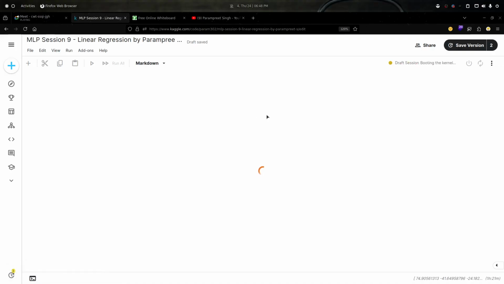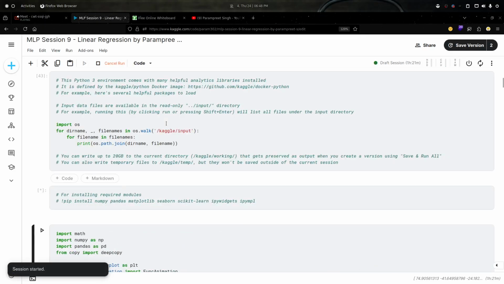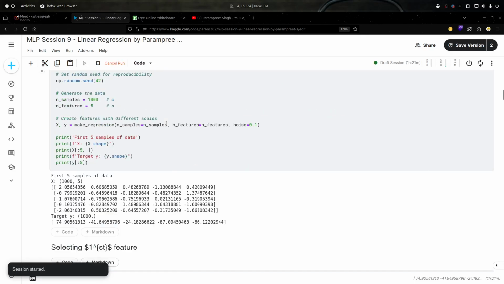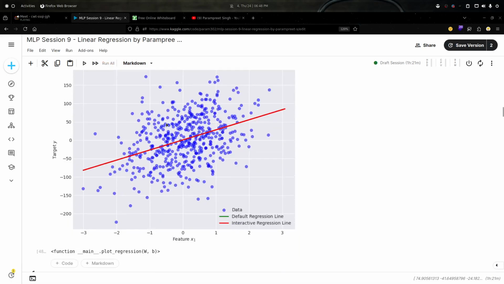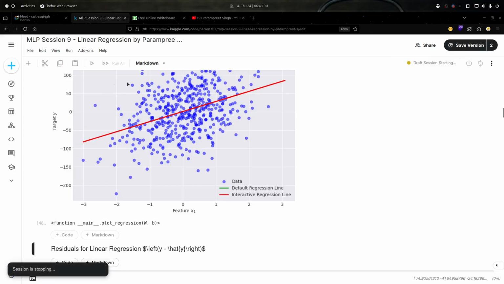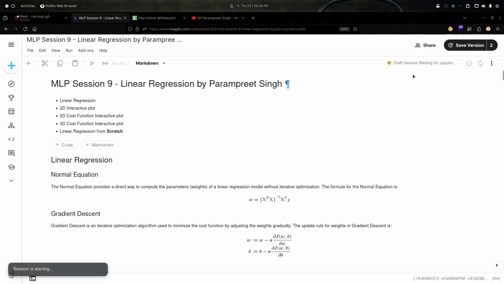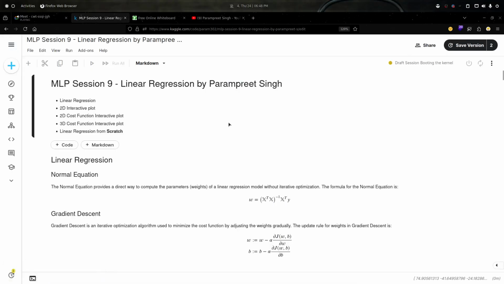Session starting. Okay, I'm not getting the graph. I don't know why. Let me check. I'm restarting the session with this Jupyter notebook.